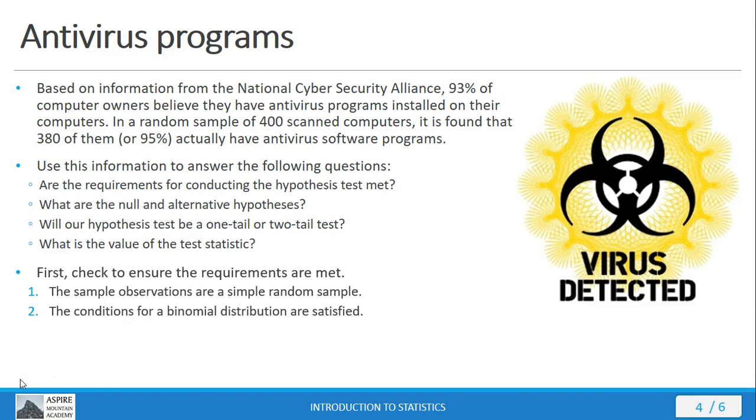And then we've got plenty of samples in our sample size. So we have the conditions for the binomial distribution satisfied. And if we look at the number of successes and the number of failures, we've got way more than 5 in each case. So we have our requirements met.